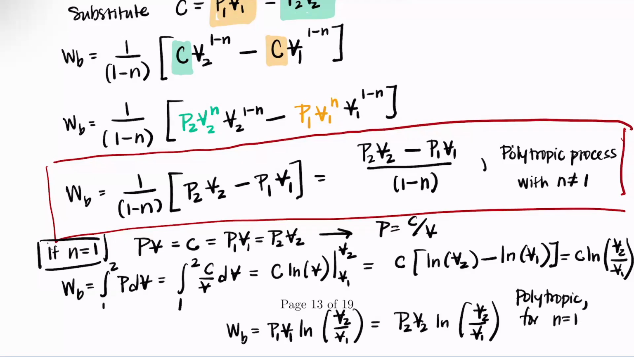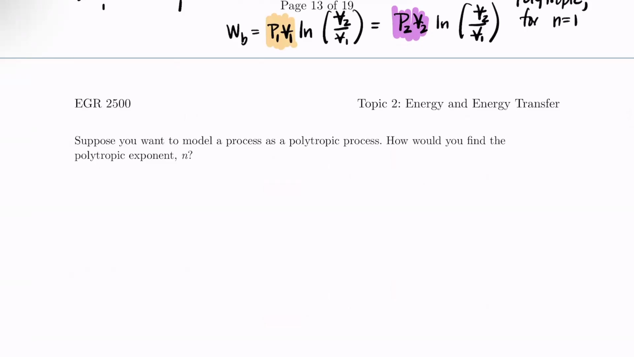All right, so that last step, just to explain in a little more detail. We had that our constant can be equal to P1V1, or it could be equal to P2V2. So we can write it both ways, they're equivalent. Does that make sense? Any questions on this? Not too bad? Okay, cool.